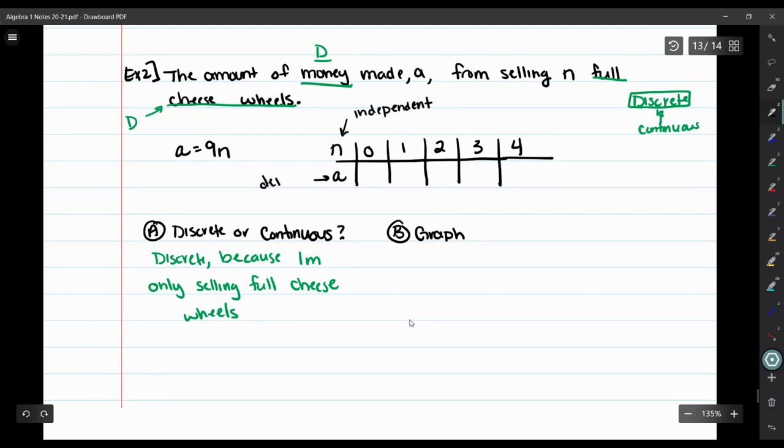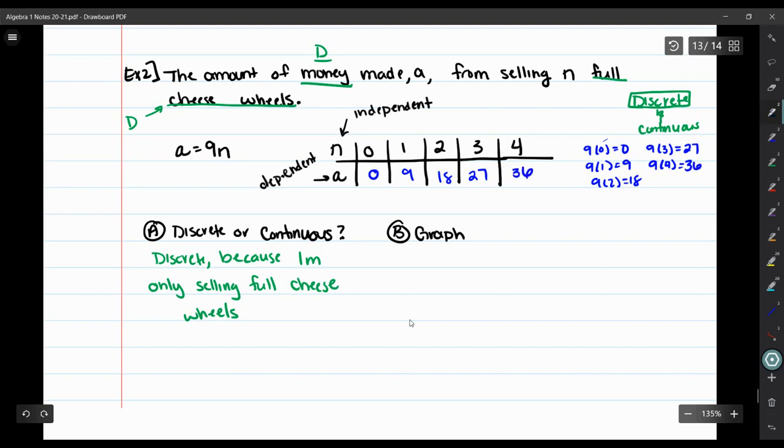A is the dependent, because you don't make money unless you sell cheese wheels. So these guys are backwards. I had them backwards. So here we are. So now I have 0. If I sell nothing, well, if I plug in 9 times 0, I get 0. That makes sense. If I don't sell any cheese wheels, I don't make any money. So now, 9 times 1 cheese wheel, I would make $9. 9 times 2 cheese wheels, I would make 18. 9 times 3 cheese wheels, I would make 27. And 9 times 4 cheese wheels, I would make 36.